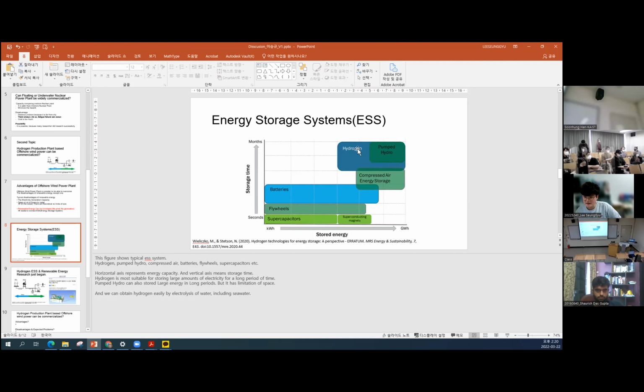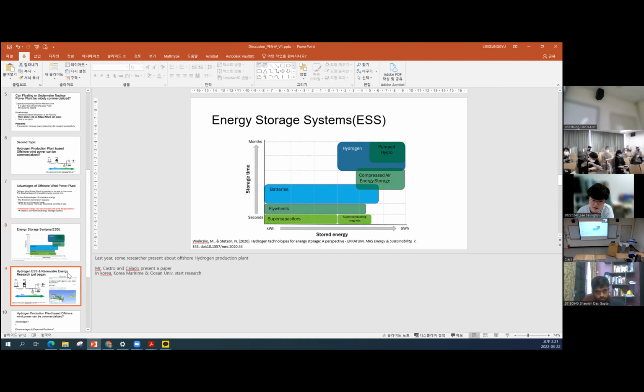Yes, that is hydrogen and pumped hydro. Pumped hydro and hydrogen are most suitable for storing a large amount of electricity for a long period of time. But pumped hydro has a limitation of space. It needs a mountain, so it is very hard to install. So we can say hydrogen, which can be obtained by electrolysis of water, including seawater.